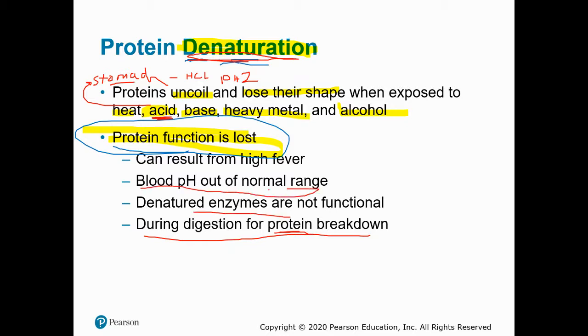If your blood pH gets out of the normal range too, remember we said blood pH is in the low 7s, like 7.35, 7.34. If the blood pH gets out of normal range, we can start to actually denature the red blood cells themselves. Also, when we see high fever, like if someone has an infection or an illness, a bacterial or viral infection, oftentimes, not always, there might be high fever. And the point of that would be to denature the enzymes from the bacteria or virus.